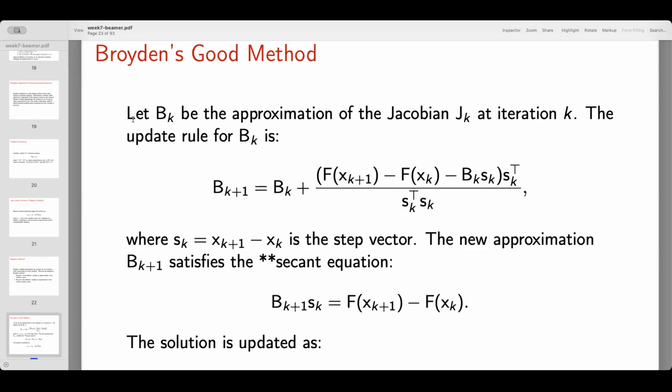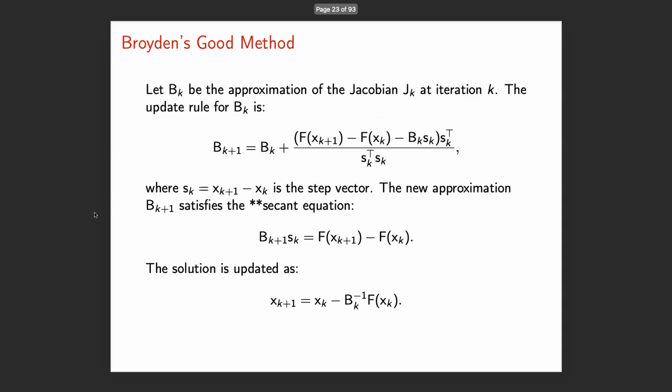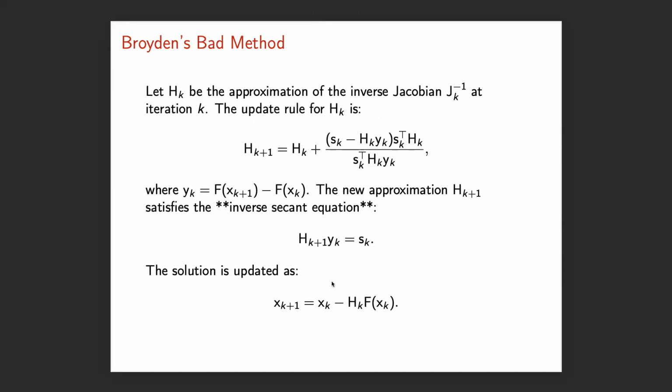So the equations which we are setting up when we implement Broyden's method are a type of equation where we use the second equation to perform this update. And then the solution is updated like this. So this is a good method. Now in the bad method, we let H of k be an approximation of the inverse Jacobian. And then the update rule is given by this equation, which I put up. But that means that we have to calculate this function H of k, which can be problematic.